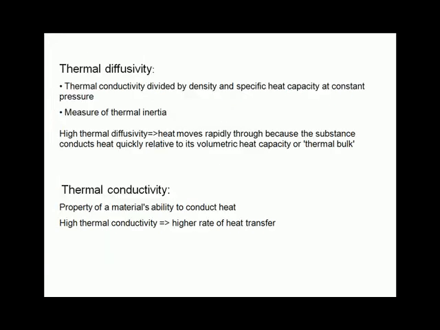Now thermal diffusivity. The thermal diffusivity is thermal conductivity divided by density and specific heat capacity at constant pressure. You can say that it's like a measure of thermal inertia. If the thermal diffusivity is high, that means heat moves rapidly through, because the substance would conduct heat quickly relative to its volumetric heat capacity. Now again, thermal conductivity is a property of a material's ability to conduct heat. So high thermal conductivity would mean a high rate of heat transfer.